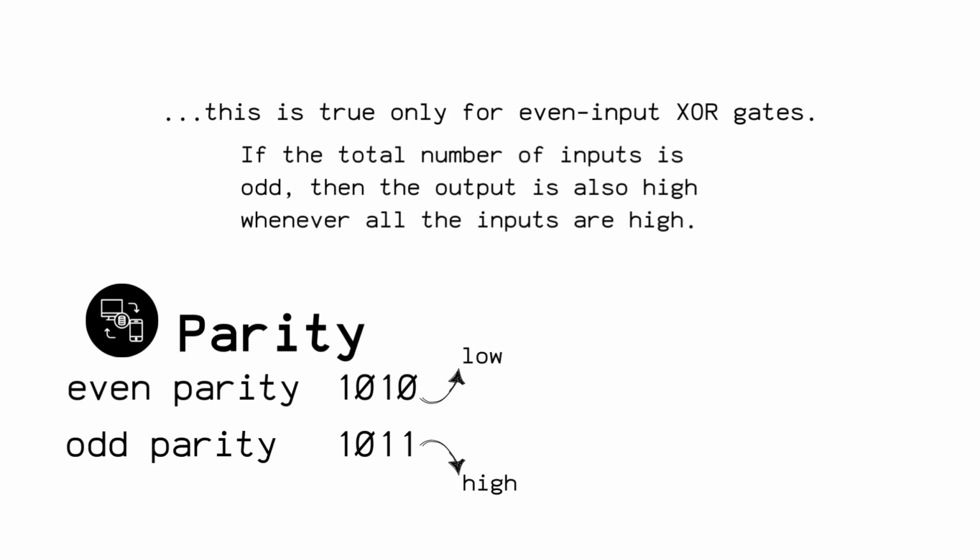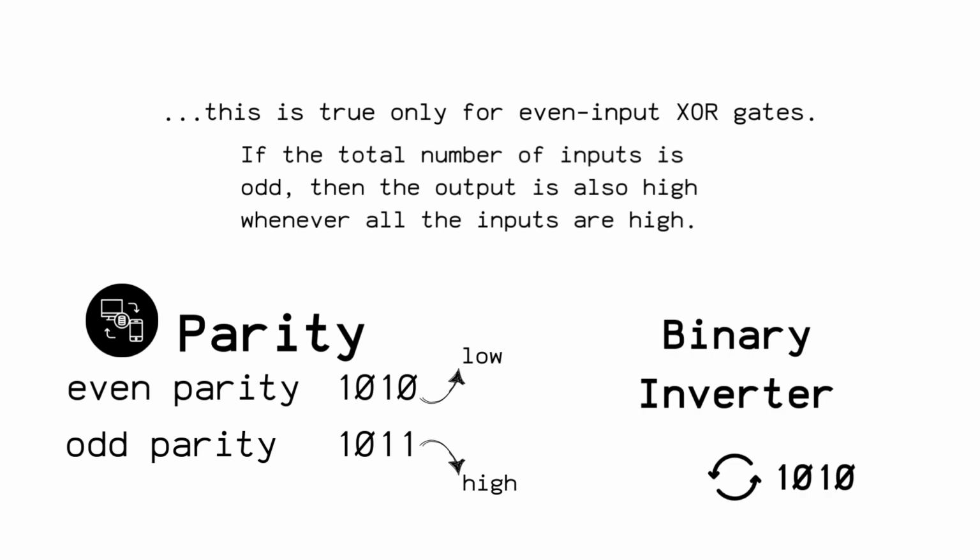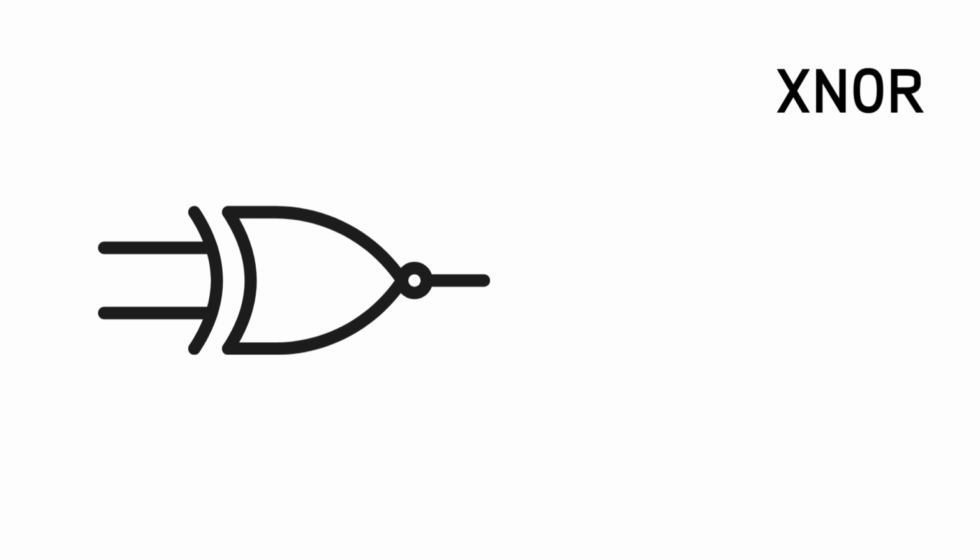Exclusive OR gates are also highly useful in creating a binary inverter, which is a digital circuit designed to flip all the bits in a binary word.